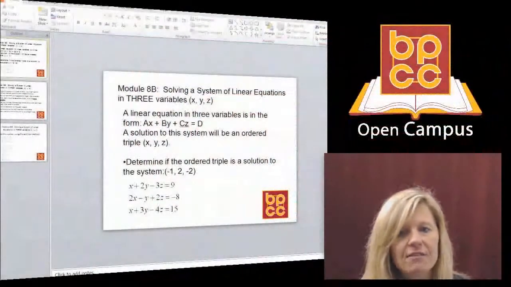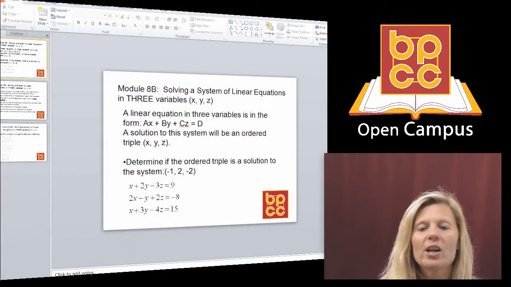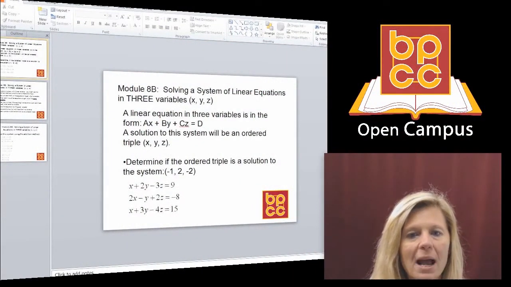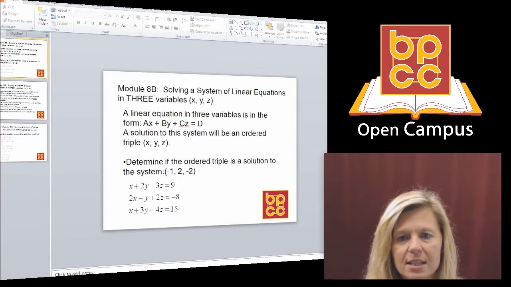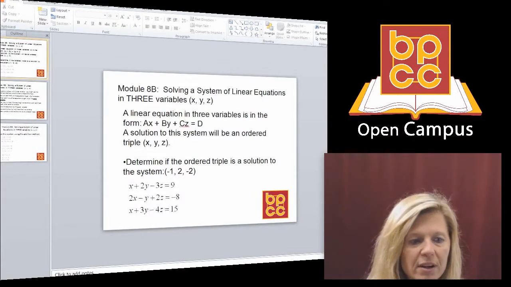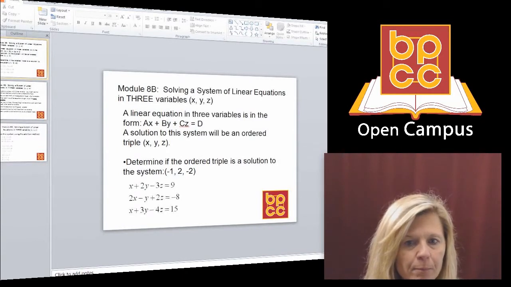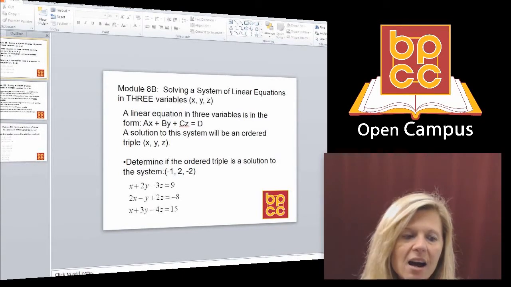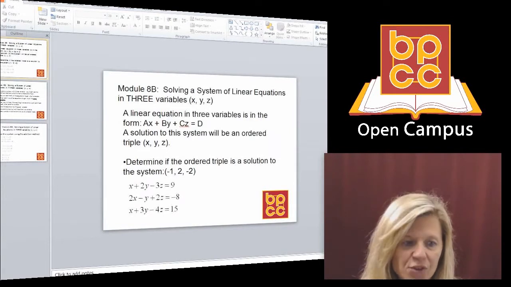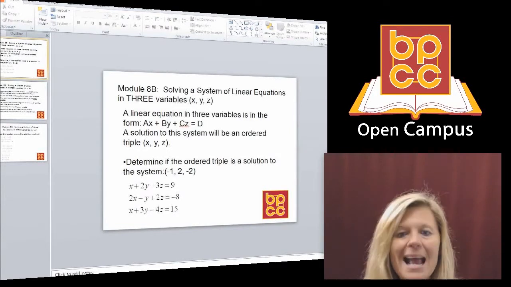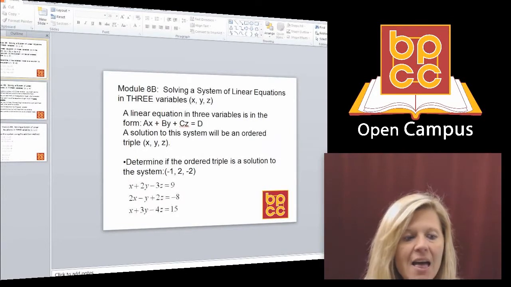So if you look here, the definition says a linear equation in three variables looks like the form ax plus by plus cz equals d. So you're going to have three variables, x, y, and z, and there's going to be some numbers in front of them. What's going to happen is when we solve this system, we're going to have to get an answer for x, an answer for y, and an answer for z. And that's called an ordered triple.